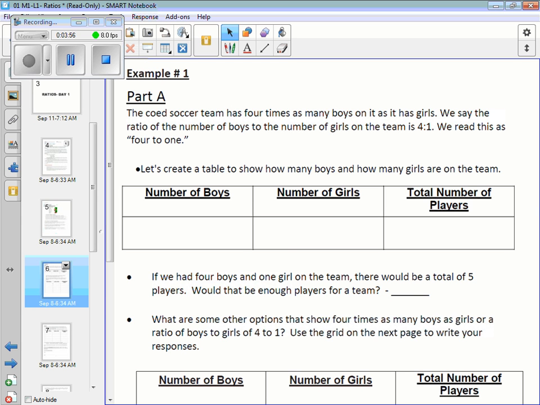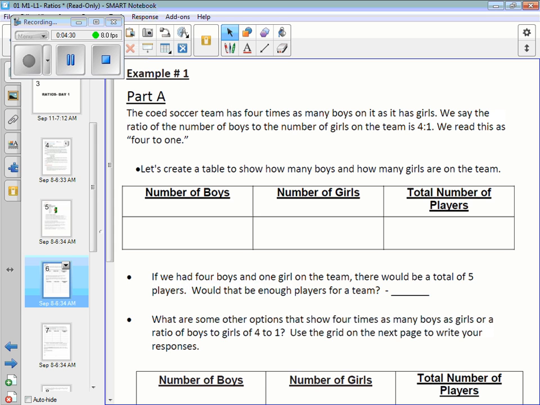Does everybody know what the word co-ed means? A lot of students don't know what that word means. Do you know what co-ed means? Right, it means boys and girls. So if you have a co-ed team, both boys and girls can play on that team. I'm going to read this out loud while you follow along. It says the co-ed soccer team has 4 times as many boys as it has girls. We say the ratio of the number of boys to the number of girls on the team is 4, followed by a colon and then the number 1, which we read as 4 to 1.